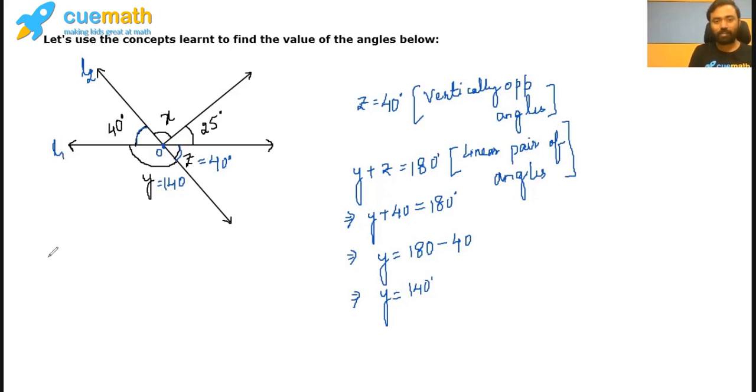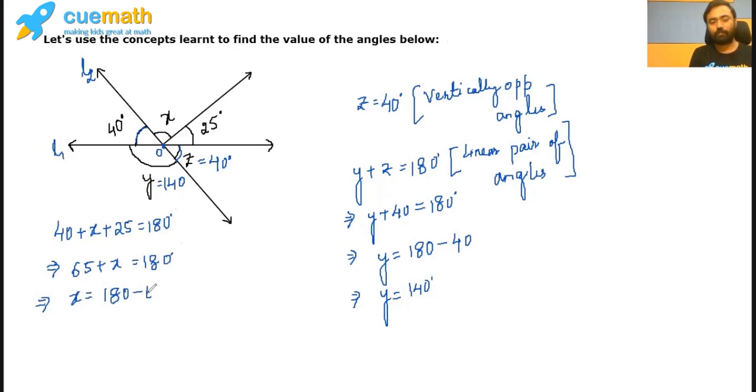So this means that the three angles, that is 40 plus X plus 25, have to be equal to 180 degrees. Now once we solve the left hand side, we are going to get 65 plus X, and that is equal to 180 degrees. And then X is equal to 180 minus 65. Eventually, to get the final answer, X is equal to 115 degrees.